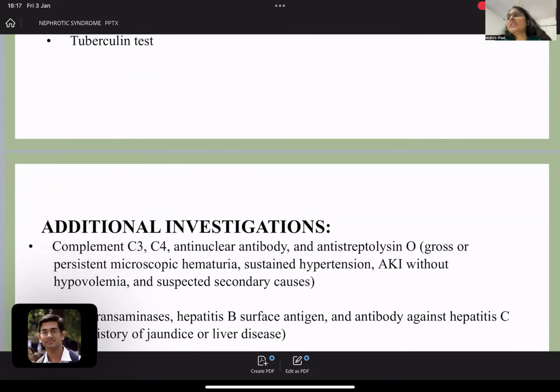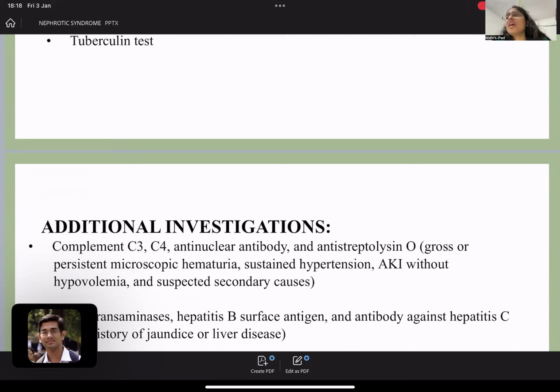We get a tuberculin test done. So what is the requirement to get a tuberculin test done? What happens is when we give long-term steroids to any patient, we make them immunodeficient. So if a patient is immunodeficient, as you know, in India, TB is so rampant.